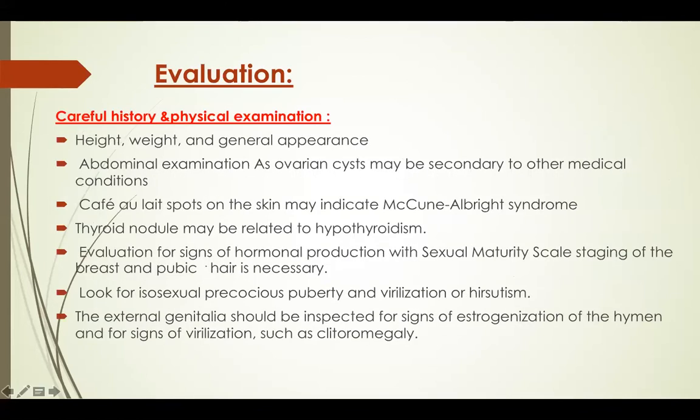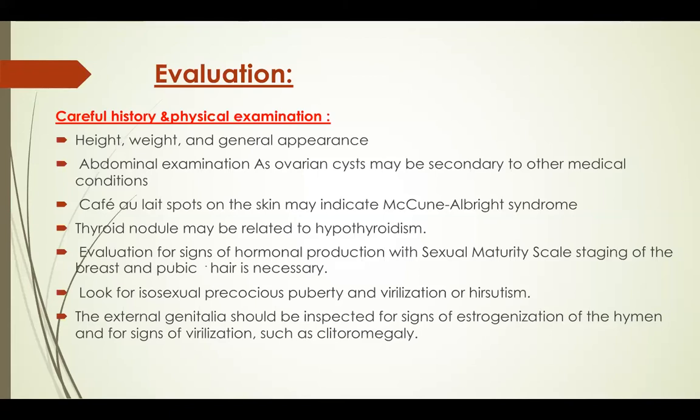How to evaluate children with ovarian masses? Careful history and physical examination is the key for that. Height, weight, general appearance, abdominal examination. We can also inspect the skin. Maybe we can see café-au-lait spots, which can come with McCune-Albright syndrome, which is associated with ovarian masses. Thyroid nodule may be related to hypothyroidism.